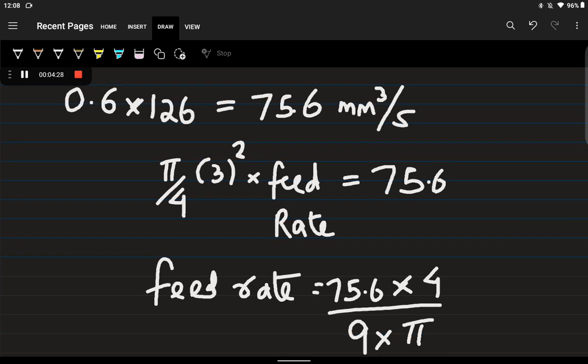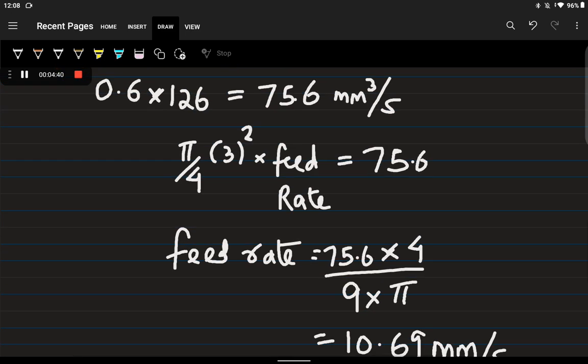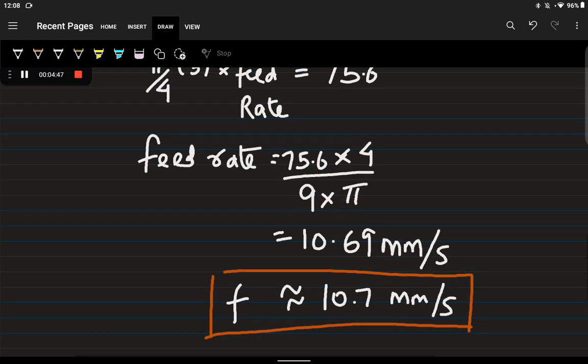So we have 75.6 mm cube per second, and we have the diameter of the filler wire as well, which is 3 mm. Multiplying the area of cross section into feed rate, we will have 75.6. So the feed rate can be calculated, and it is found to be 10.69 mm per second. Since it is given in the question to round off to 1 decimal place, the final answer is 10.7 mm per second. So yeah, it's an easy question actually.